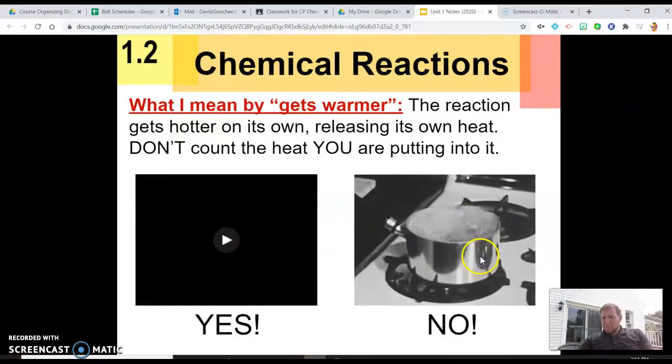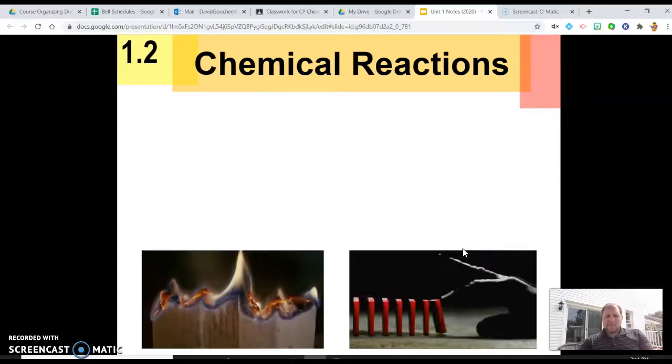On the other hand, boiling water is not a chemical reaction. You're saying, oh, it's getting hot. It's getting hot because it's on a stove. So when I say that there's a change in energy, that a substance either gets hotter or sometimes gets colder, I mean on its own, without you directly adding or subtracting heat energy from it.